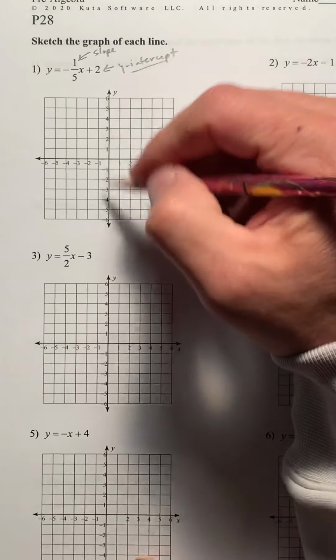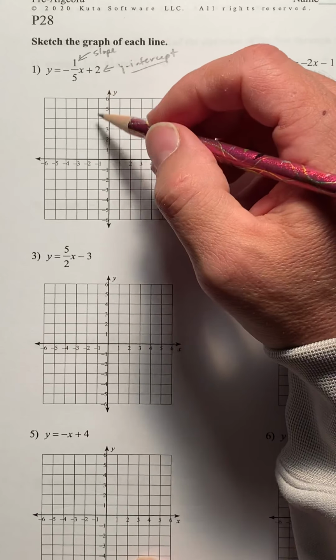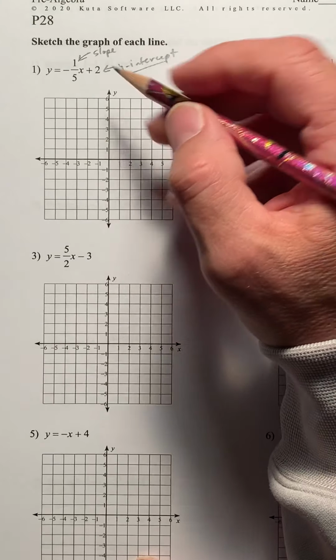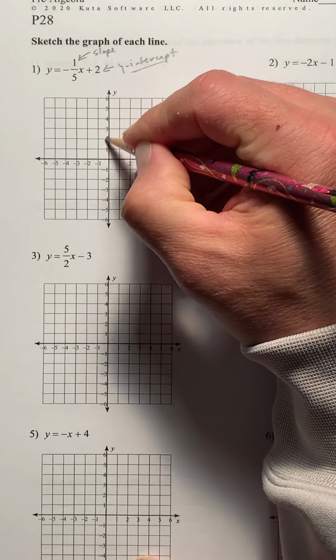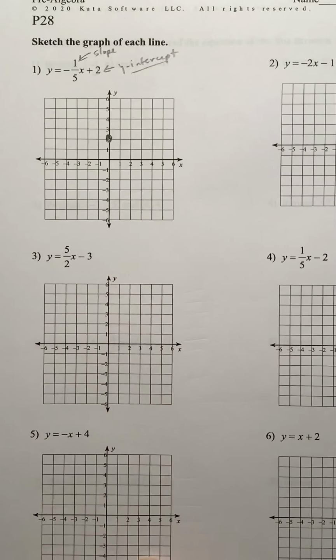The y-intercept is actually a place on the graph. The slope is not. Slope just tells you how to move, but the y-intercept is actually a place, and that's what we need. So we have this plus 2. We're going to go on our y-axis here, and we're going to mark it at the plus 2 spot.